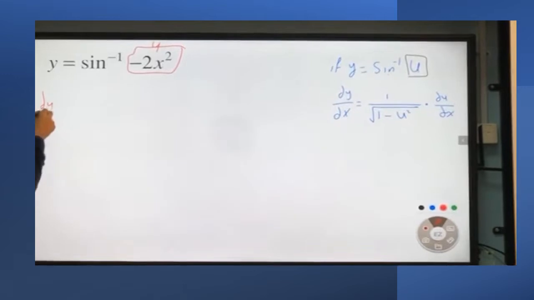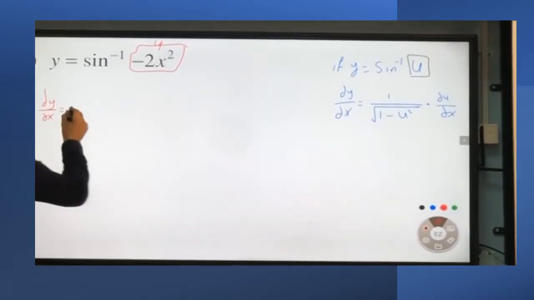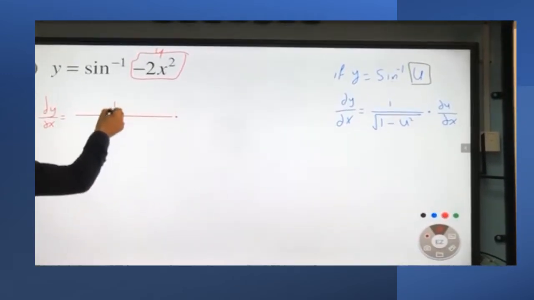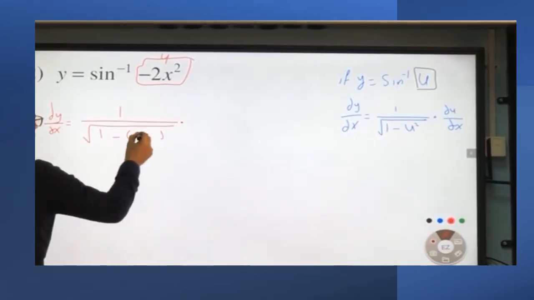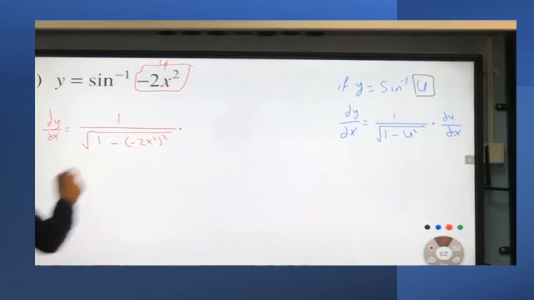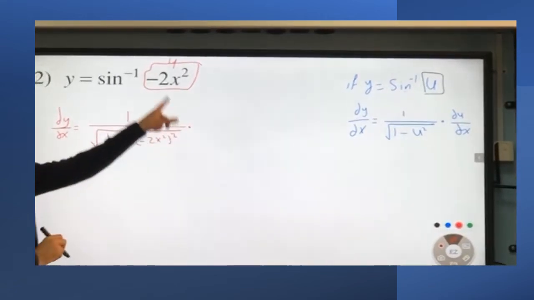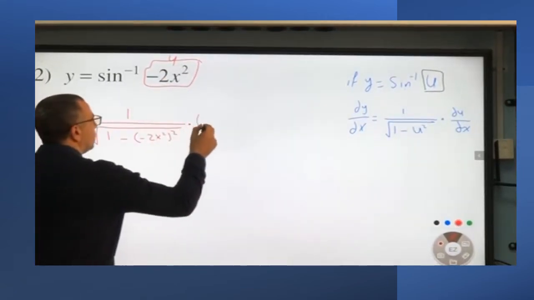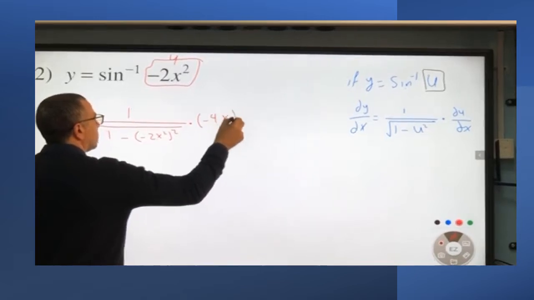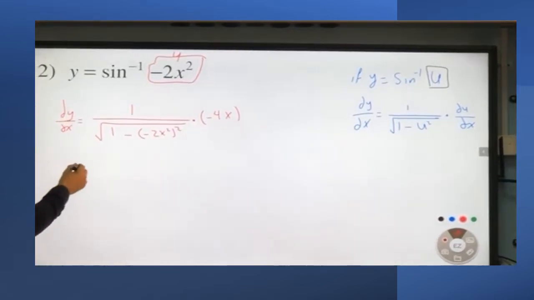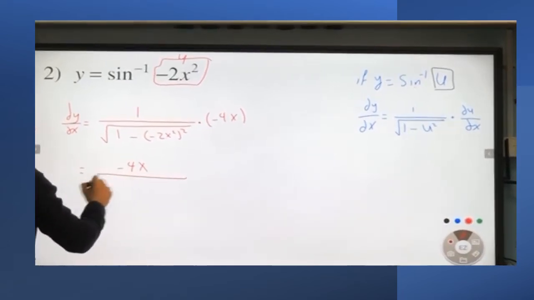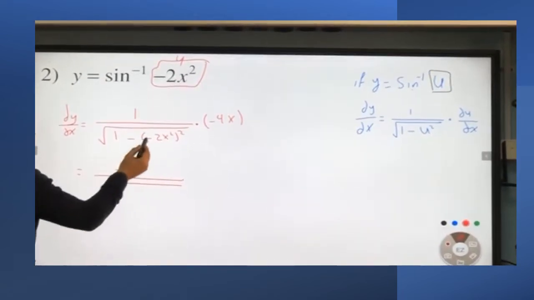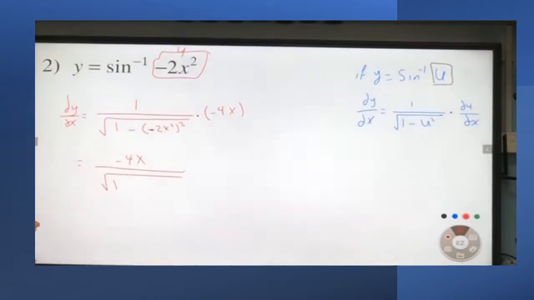So let's apply that. dy by dx is equal to 1 over root 1 minus the function u to the power of 2, multiply the derivative of this function, and the derivative of this function is negative 4x. So negative 4x multiplied by 1 is negative 4x, divided by root of 1 minus, negative to the power of 2 is positive.